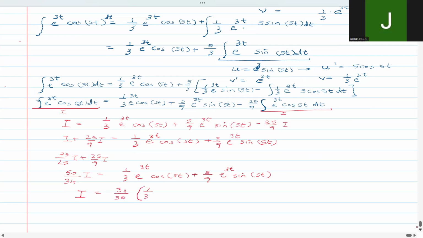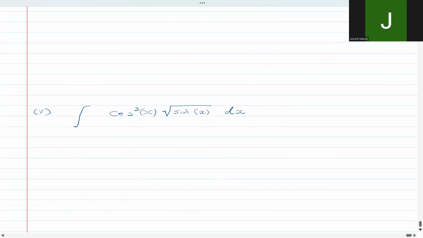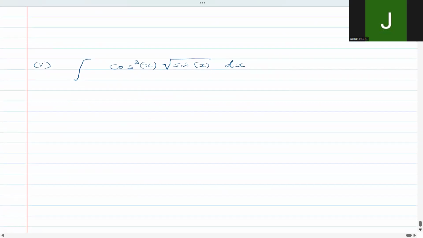1 over 3 exponential power 3t cosine of 5t plus 5 over 9 exponential power 3t sine of 5t. That's the answer. We'll do number 4 later. Let's do number 5. Let me call it number 4 for this case.